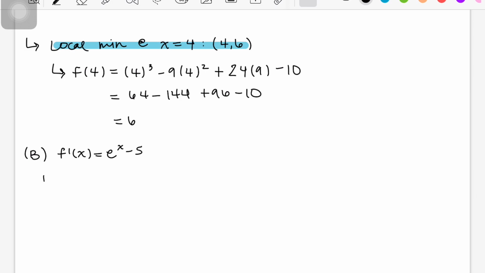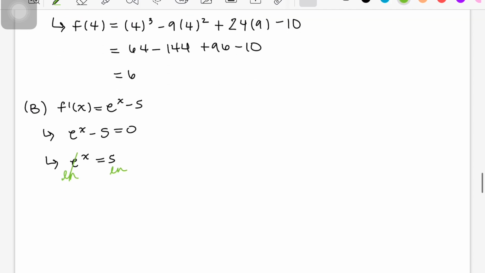And to find our critical numbers, we want to figure out when this is going to be equal to 0. So we're going to solve for x. First thing we'll do is add 5 to both sides, so we get this here. And now we need to solve for x. So we're going to take ln on both sides, since ln and e are inverses. We'll get x is equal to ln 5. And so this is going to be our critical number, and this actually is going to be our only critical number.